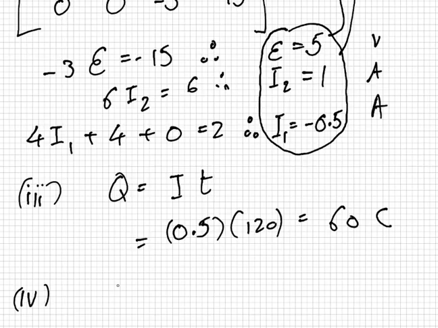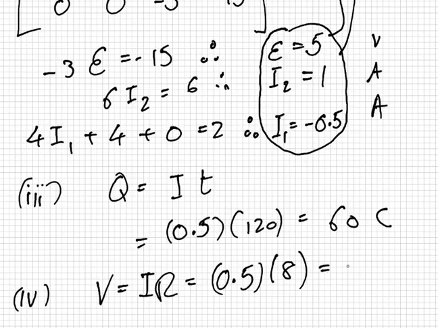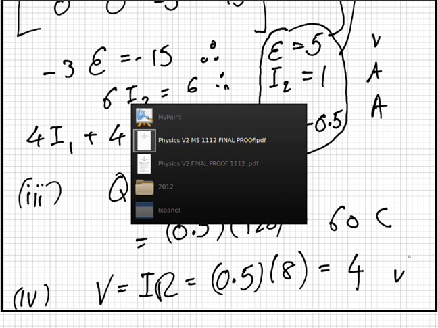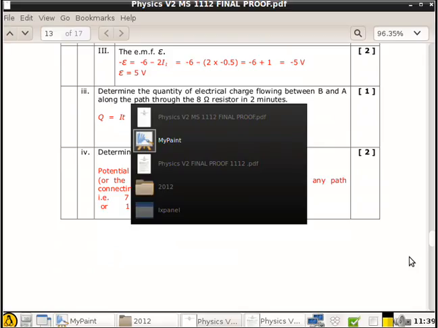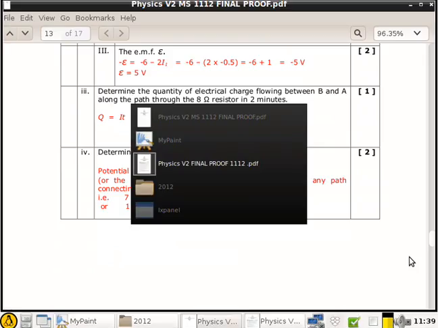The last part now is to calculate the voltage, which we already did. So using Ohm's law, what's voltage? V equals I R. I is 0.5 and R is 8. So we get 4. They wanted to prove a known formula. It was like 5 between B and A. So they also want the battery as well. No problem.